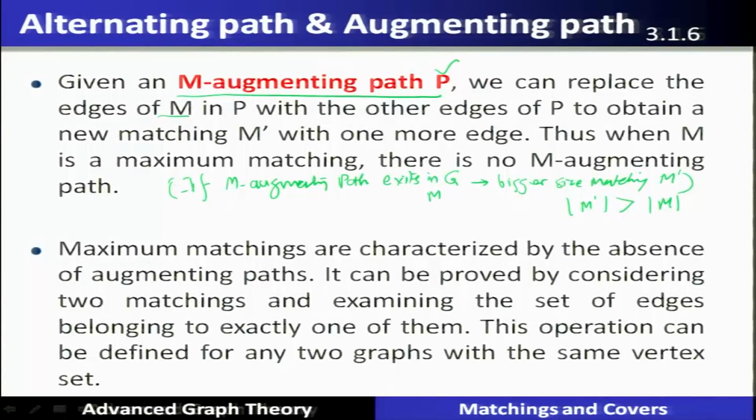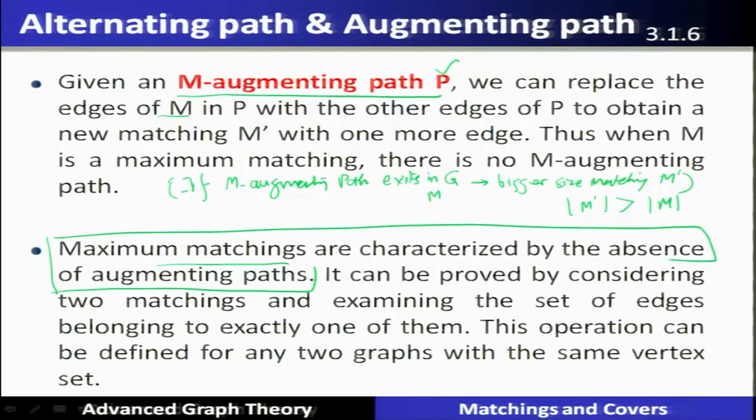So, maximum matchings are characterized by the absence of an M-augmenting path. This is a very important notion, so that is why I am highlighting it and repeating it again. Maximum matchings are characterized by the absence of an augmenting path. So, if no augmenting path exists and we have obtained a matching, that will be the maximum matching.